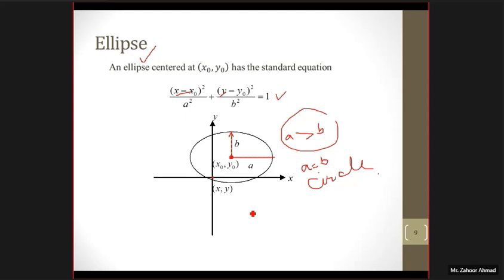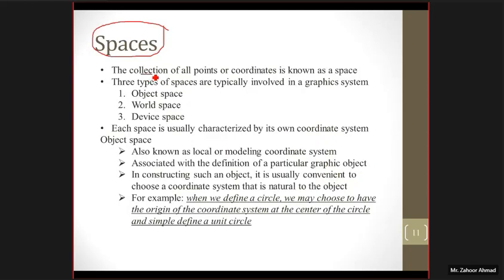Now about the spaces. The collection of all points or coordinates is known as the space. Space means the collection of all points and coordinates, and we have three types of spaces: object space, world space, and device space.